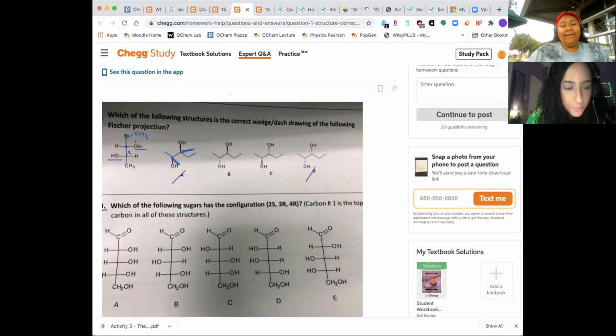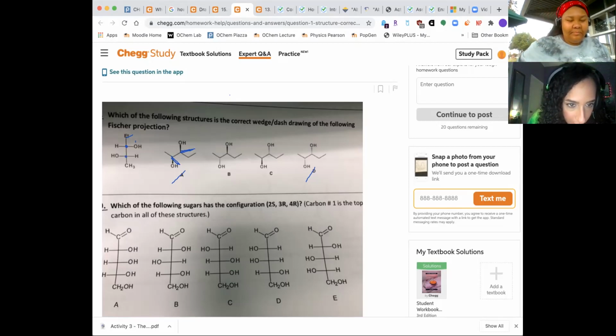Where I'm stuck is what makes the difference now. I think it's the R and S stuff, to be honest. That's what's jumping me. I can only get so far and then I'm stuck. Okay, so those are our chiral centers.